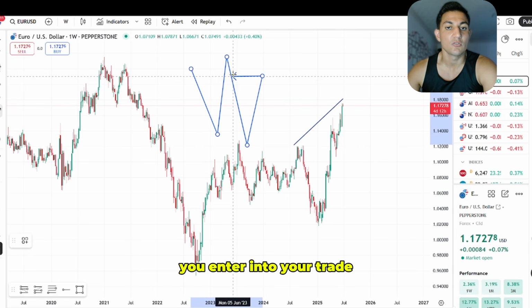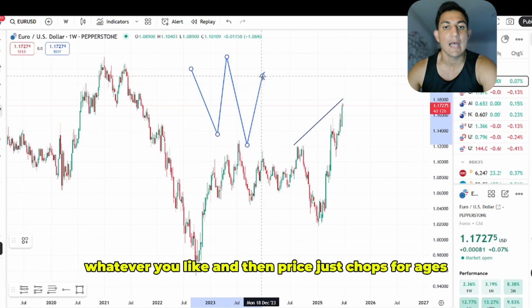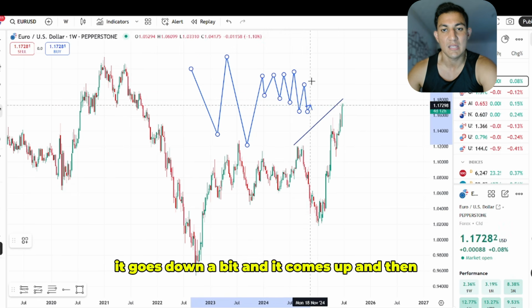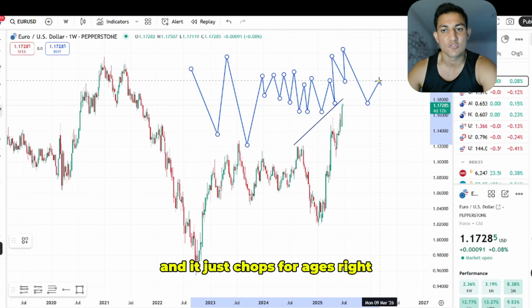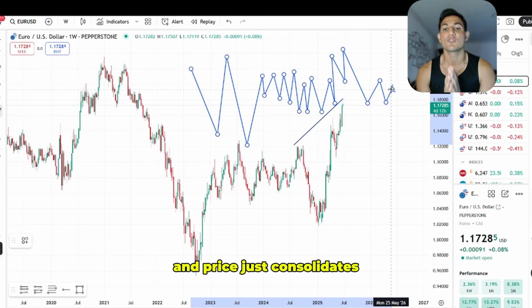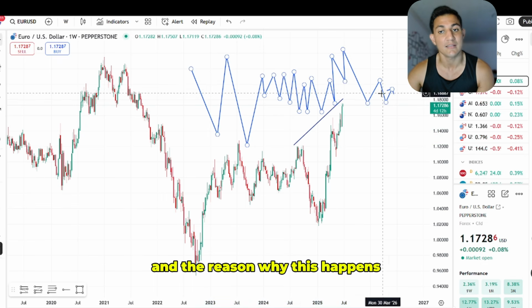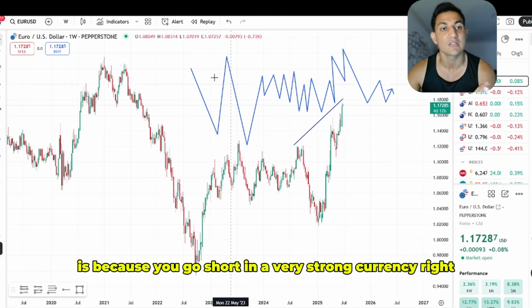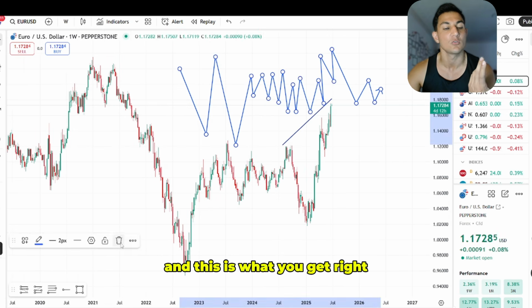You enter into your trade, let's say at a fair value gap, order block, Fibonacci, whatever you like, and then price just chops for ages, right? It just chops, it goes down a bit, and it comes up, and then maybe it just touches your stop loss, and then just chops for ages. Price just consolidates. It does nothing, it just chops around, and it's so annoying. And the reason why this happens is because you go short in a very strong currency, right? You go short in a very strong currency, and this is what you get.